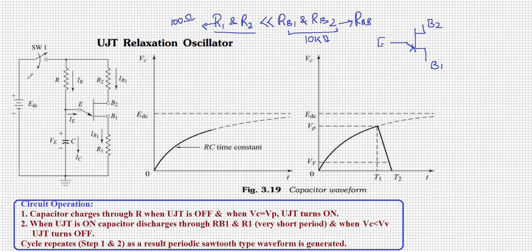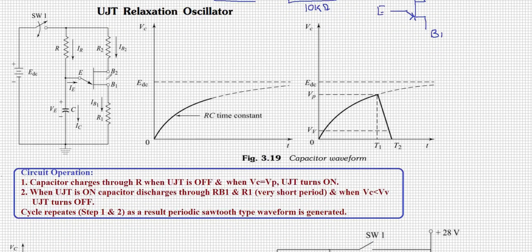Please look at the circuit diagram here. To apply the power supply to this circuit, there is a switch connected here. When the switch is closed, the supply is applied to this circuit. Until then, your UJT is off and the capacitor initially has no charge. It is not charged, so it is empty now. Once the switch is closed, let's look at the circuit operation.